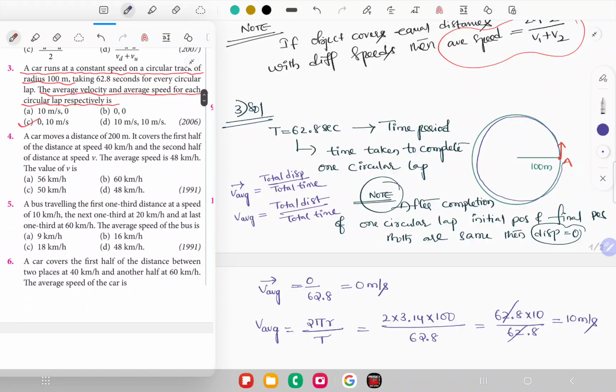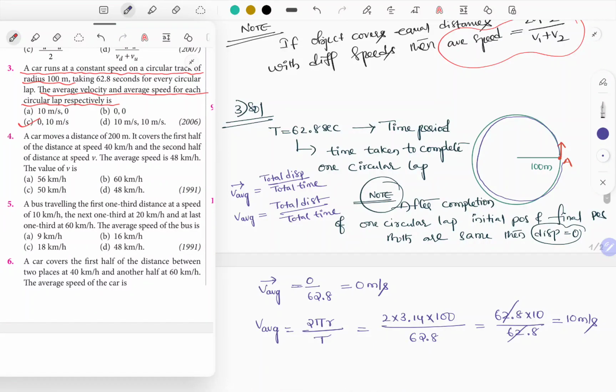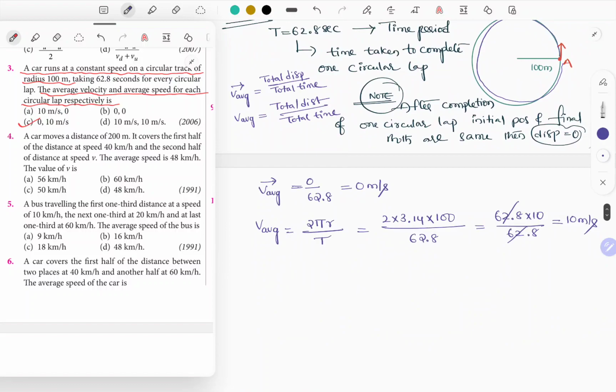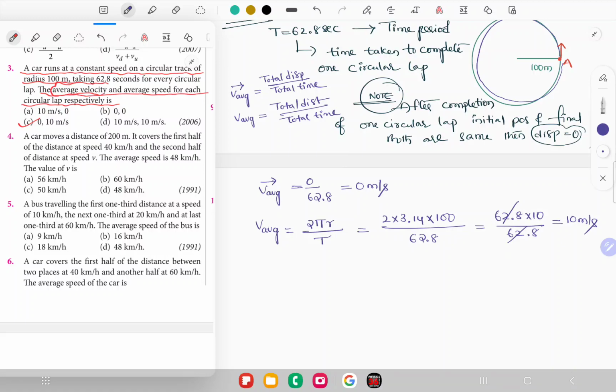Sir, don't misunderstand that it is taking more time. Just for explaining to you, I'm taking this much time. For answering this question, it is very easy. See, look at this question. They're asking average velocity, the first terminology. After what distance are they saying? After each circular lap. This is the key point. Average velocity, each circular lap. That means after one circular lap, the initial position and final position of the object are the same. That is the reason displacement is 0. So the answer for average velocity is going to be 0.